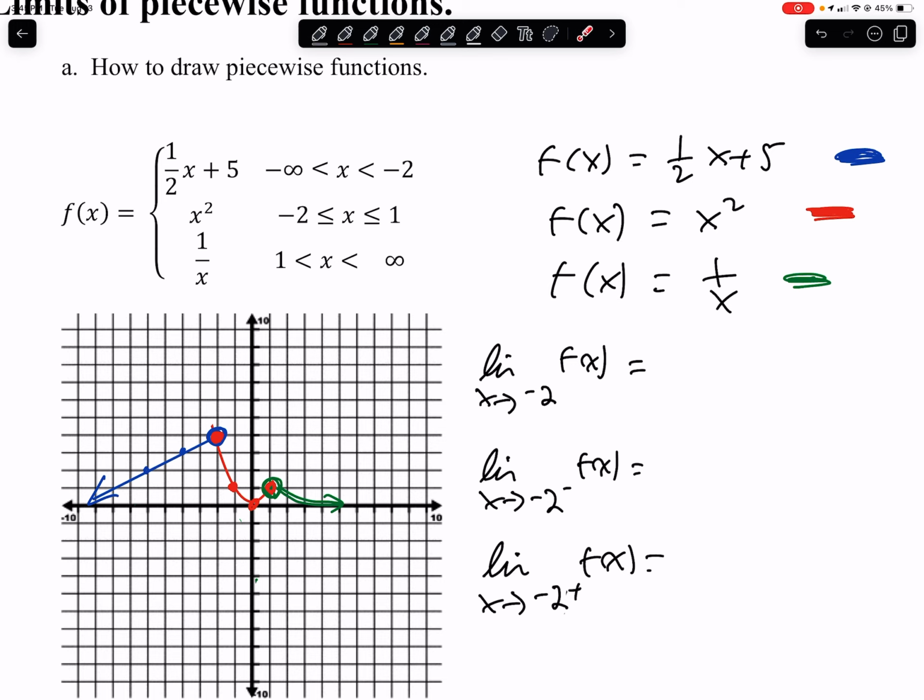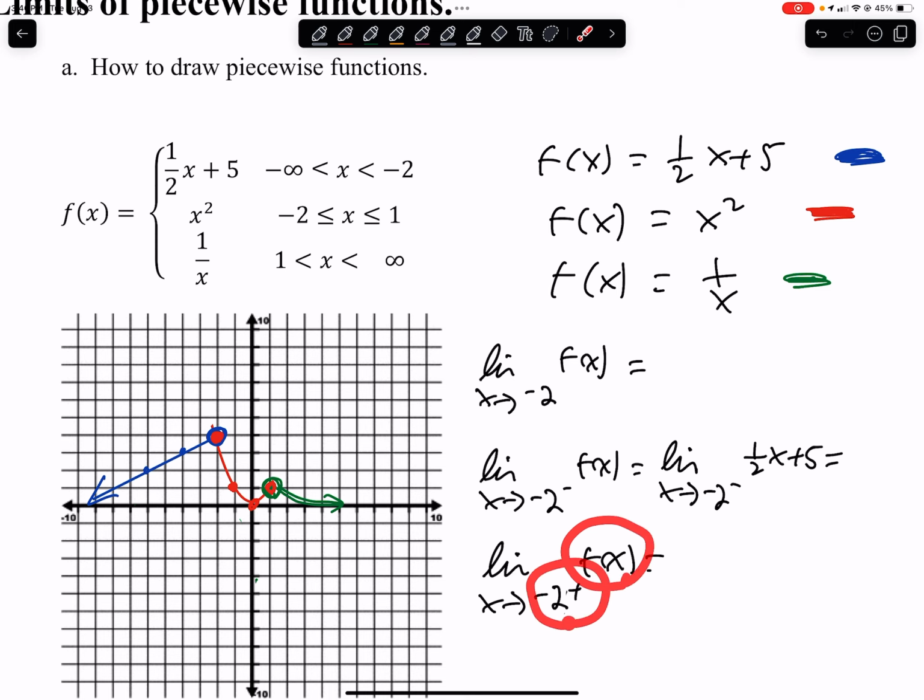So how do I do that? How do I look at the left of negative 2? Well, that means smaller than negative 2. So what function exists smaller than negative 2? Well, here's negative 2. This is a function here. So that top function should be 1/2 x plus 5.